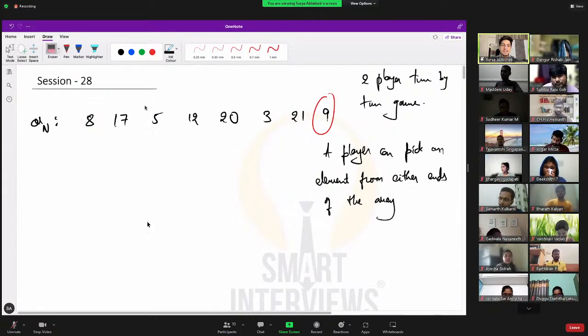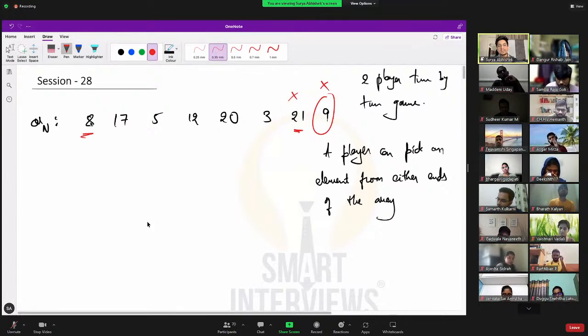Let's say the first player goes with 9. Now the second player can pick either 8 or 21. Let's say the second player goes with 21. Now the first player can pick 8 or 3. Let's say the first player picks 8. Now the second player can pick 17 or 3. In this manner, only from the ends of the array, you can pick one of the elements.